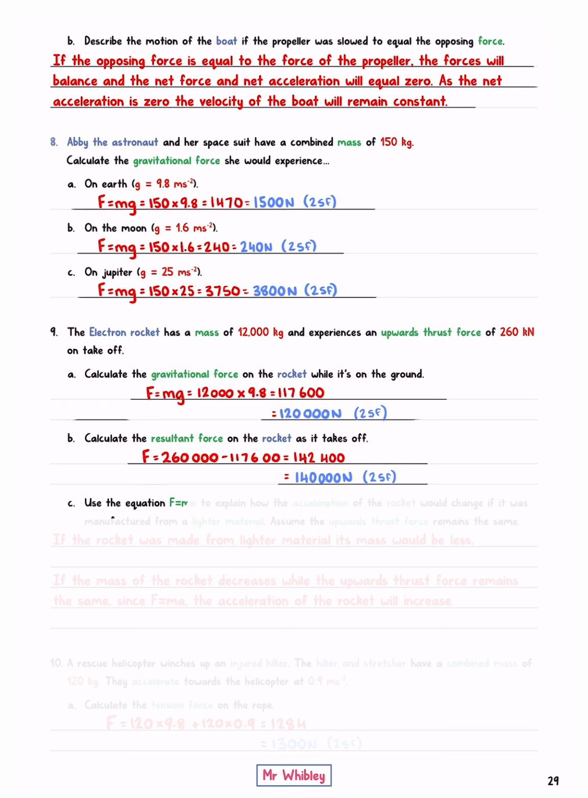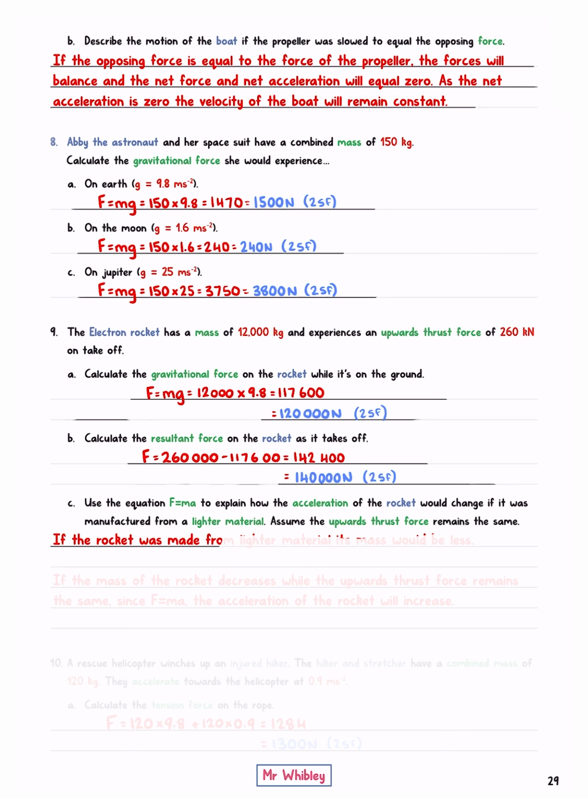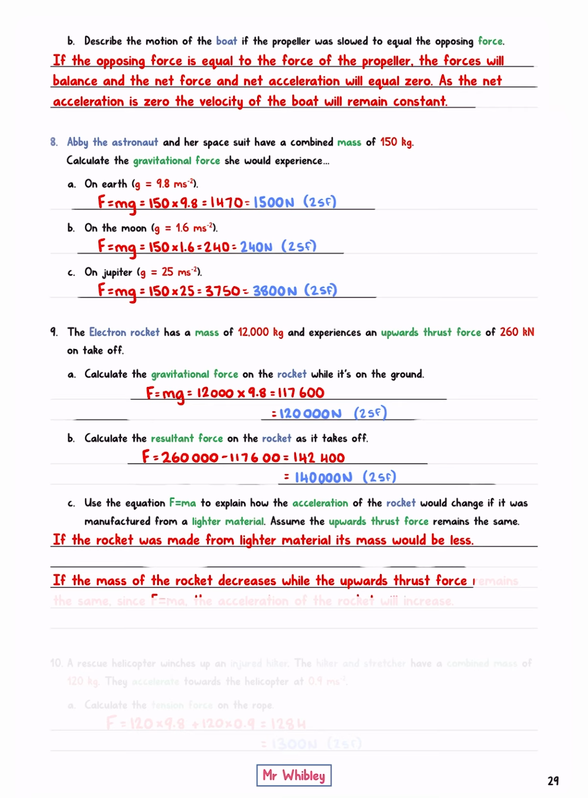Use the equation F equals ma to explain how the acceleration of the rocket would change if it was manufactured from a lighter material. Assume the upwards thrust force remains the same. If the rocket was made from lighter material, its mass would be less. If the mass of the rocket decreases, while the upwards thrust force remains the same, since force is equal to mass times acceleration, and the force is the same and the mass has decreased, the acceleration of the rocket will increase. Question 10. A rescue helicopter winches up an injured hiker.